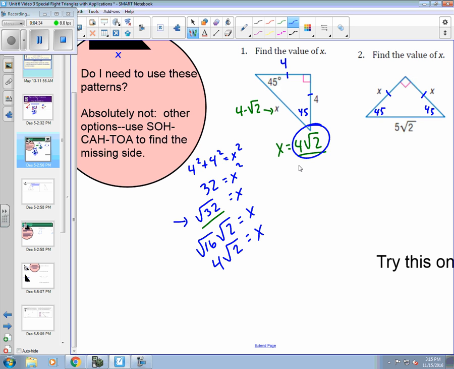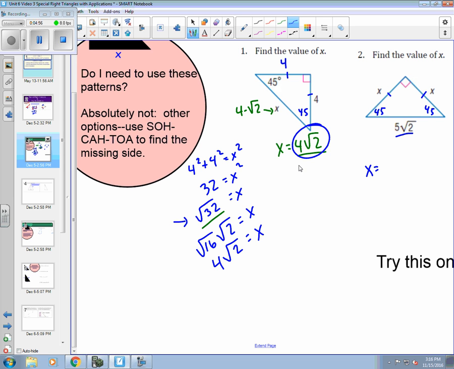Now this time we know the hypotenuse, and we want to go to one of the shorter sides. So we don't want to times this x by square root of 2. We actually want to go the opposite way. So instead of multiplying by the square root of 2, here x is actually going to be whatever this side is divided by the square root of 2.